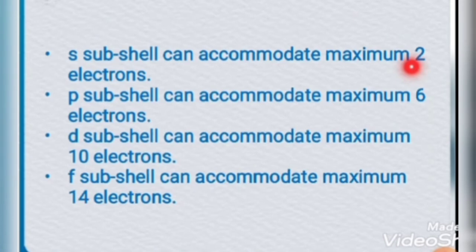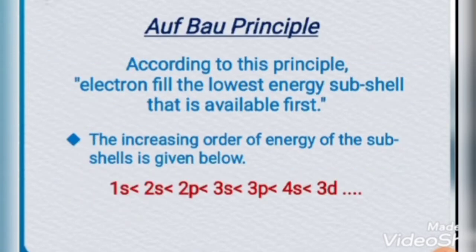You can also see this. S subshell 2 electrons, P subshell 6 electrons, D subshell 10 electrons, and F subshell 14 electrons. Okay, students.